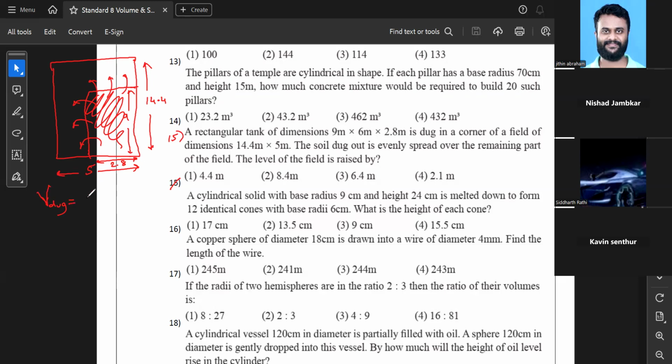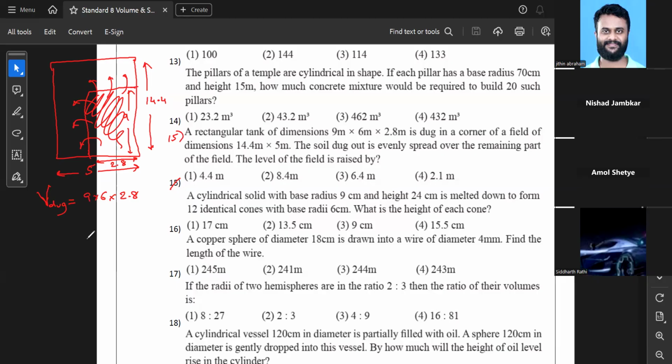That will be length into breadth into height. In this case, it will be 9 multiplied by 6 multiplied by 2.8. Whatever the sequence, you will get the same answer. So that answer will be 151.2. So this much volume of soil is dug out.